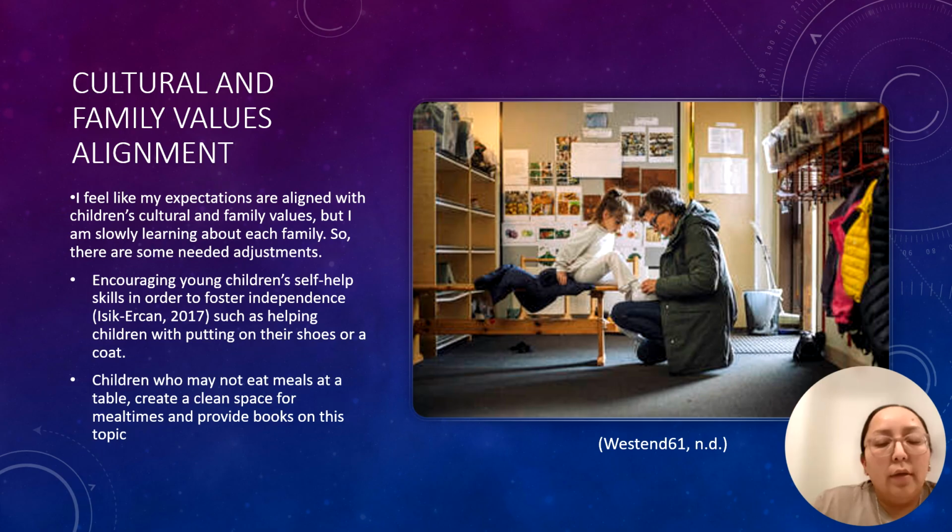Cultural and family values alignment. I feel like my expectations are aligned with children's cultural and family values, but I am slowly learning about each family, so there are some needed adjustments. Encouraging young children's self-help skills in order to foster independence, such as helping children with putting on their shoes or a coat. For children who may not eat meals at a table, create a clean space for mealtimes and provide books on this topic.